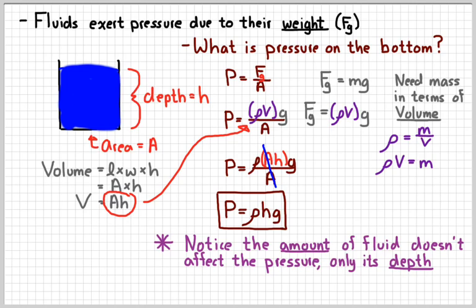If you've ever been swimming in a swimming pool and you've dived down deep, you've probably felt that. The deeper you go in the swimming pool, the greater the pressure is on your ears. The ocean has a bigger amount of water, but there's no greater pressure at a given depth in the ocean, because it only depends on the height, not the amount of water.